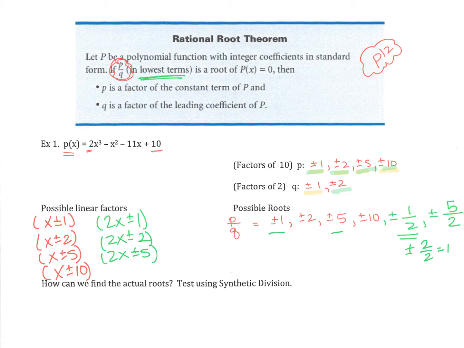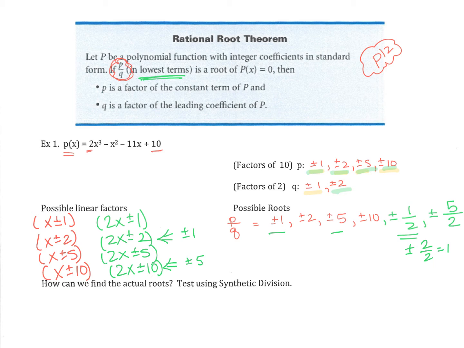And lastly, remember that plus or minus 10 over 2 that I didn't use because it's really a 5. So I also have the possibility of 2x plus or minus 10. So this one and this one, we did not list separately as roots because the plus or minus 1 is what it reduced to, and plus or minus 5 is what it reduced to.